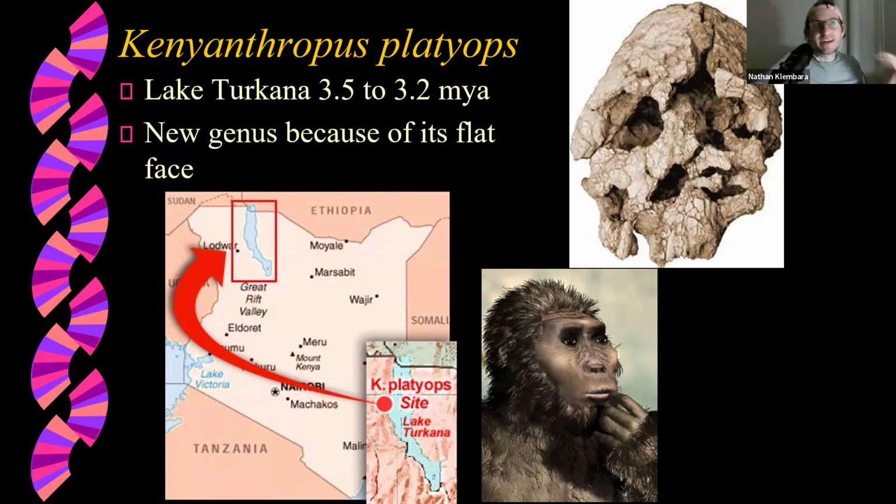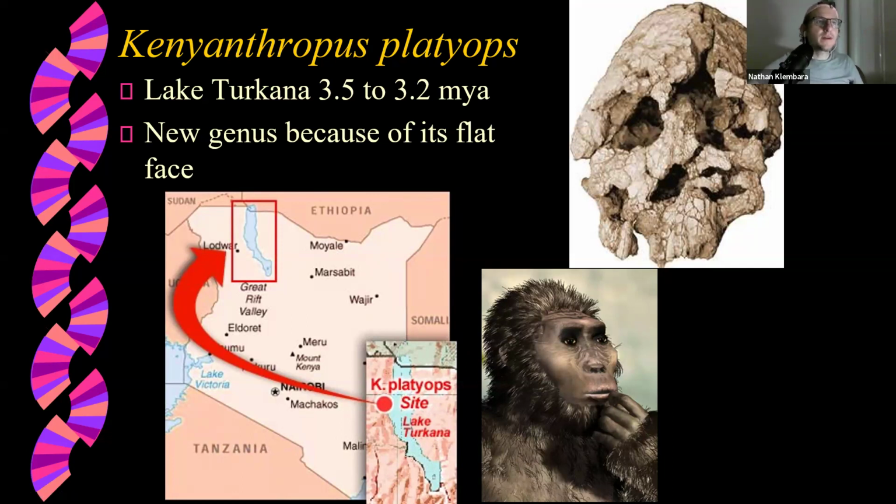One of the reasons I'm talking about it here is because it lived between 3.2 and 3.5 million years ago, which is about the same time that Australopithecus afarensis was about. Remember, Australopithecus afarensis appeared around 4 million years ago, died out around 3 million years ago. Kenyanthropus platyops is right in the middle there. It appears around 3.5 million years ago, dies around 2.8 million years ago.